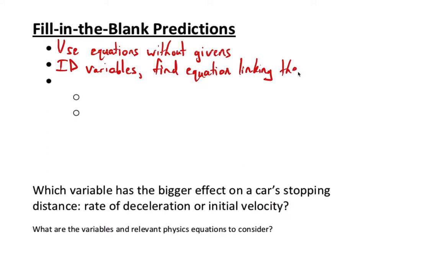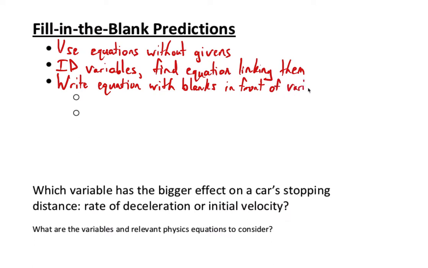Now, when we have that equation, we're going to write it with blanks in front of the variables. And it's going to be the things that we put in those blanks, these multipliers, that will tell us how changes in one variable can affect another. So we'll write that equation with blanks in front of the variables.